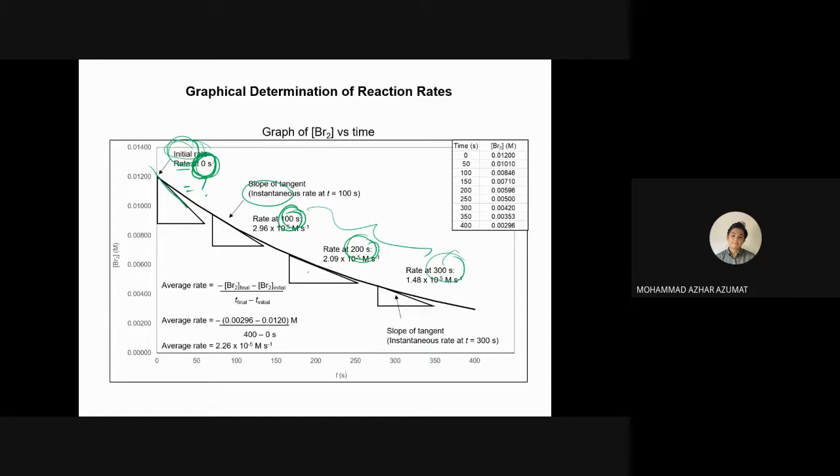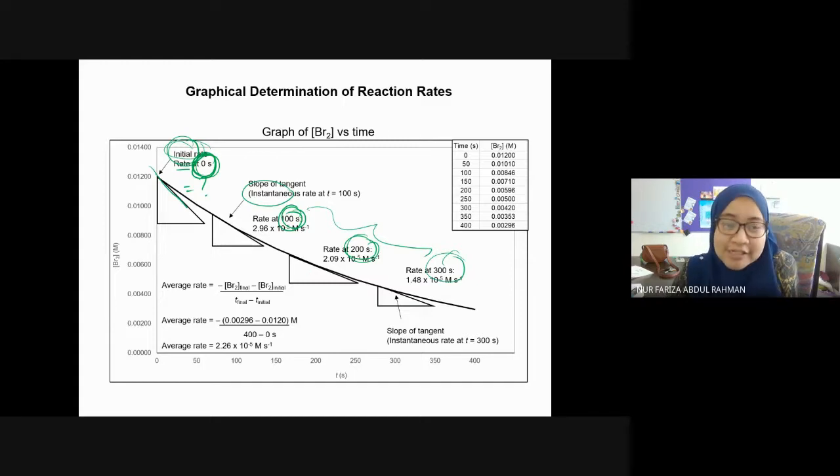Maksudnya initial rate tu dia akan sama lah dengan instantaneous yang lain lah. Tak sama. Tak mungkin dia sama sebab dia curve kan. Sebab nampak tak? Even kat sini at 100, 2.96. This one 2.09. This is 1.48. Dia different. At different time, the rate will be different.